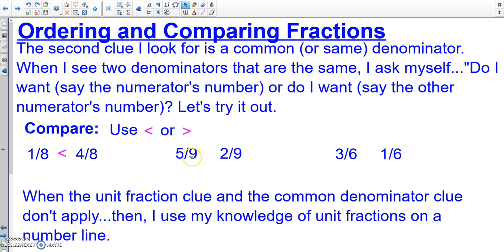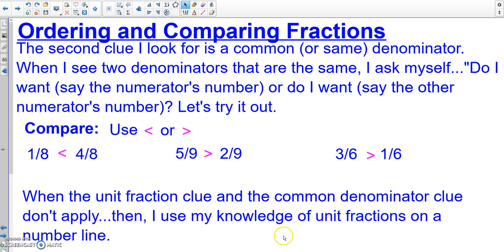Do I want 5 out of 9 pieces of my candy bar, or 2 out of 9 pieces? I want 5. It's more candy bar, so it is greater. Do I want 3 out of 6 pieces of my candy bar, or 1 out of 6 pieces? Well, again, I want 3. It's greater.